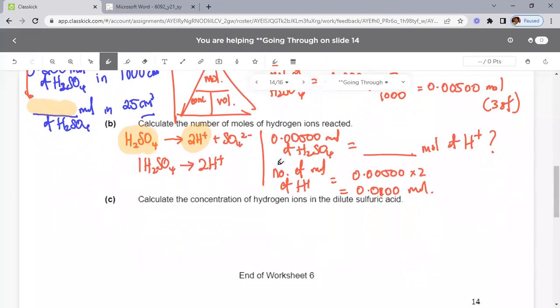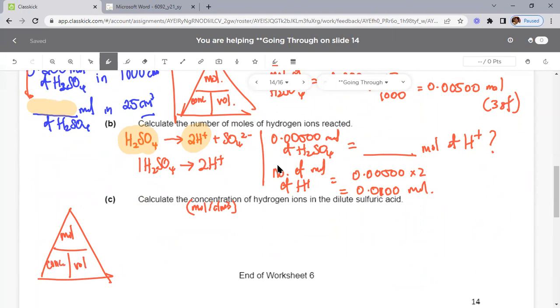Last one, find the concentration of hydrogen ions in the dilute sulfuric acid. So I know the number of moles. They want concentration. How to find? In this concentration, what they are looking at is the mole per dm cube of H plus. So I know my triangle. I need mole. I need volume. Then I can find concentration.